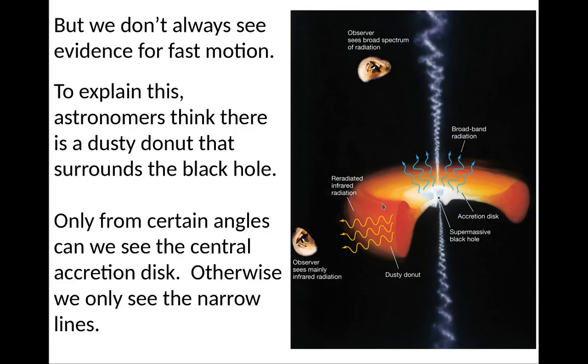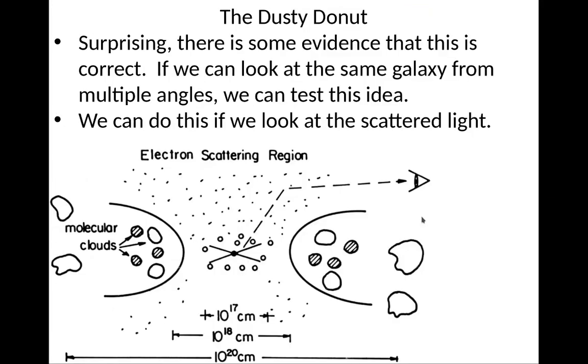If you look from the side, you're obscured by this huge dust torus, and because this dust torus is in the way, you see a lot less. So from certain angles, you see the central accretion disk. From other angles, you do not. You only see the narrow lines of these objects. There's some surprising evidence that this is in fact a correct picture. If you look at the same galaxy from multiple angles, you can test this idea.